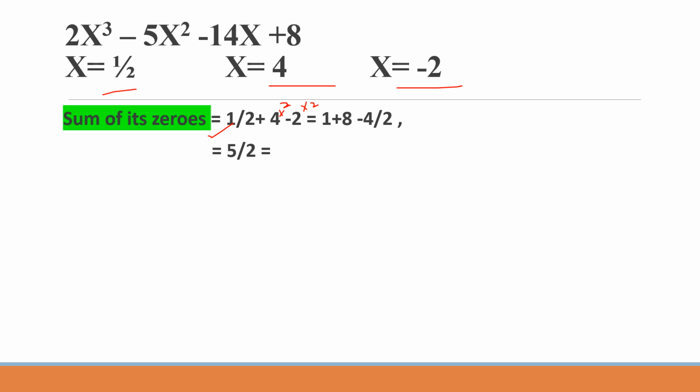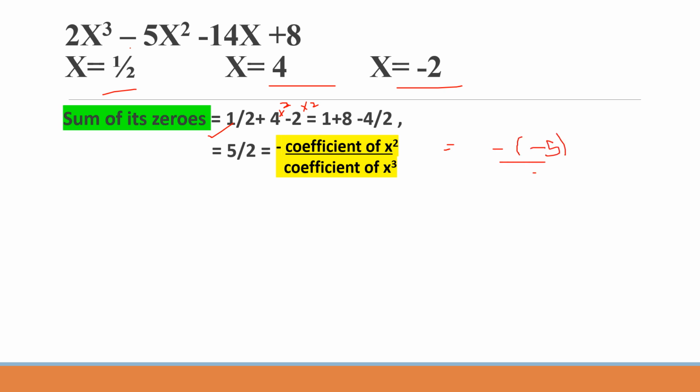So what will be the formula for the sum of its zeros? It is minus coefficient of x squared divided by coefficient of x cubed. Shall we check it now? Minus of minus 5 divided by the coefficient of x cube, which is 2. So it is minus of minus 5 divided by 2. Are we getting 5 by 2? Yes, minus into minus is plus.